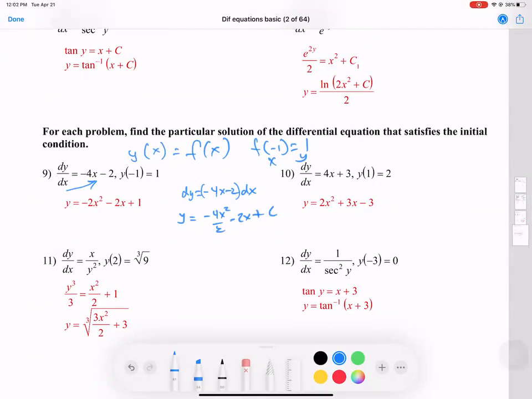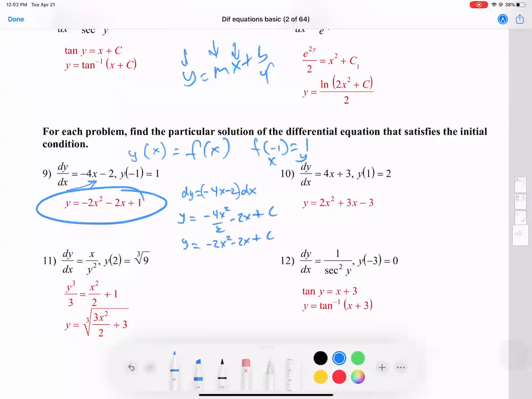Now, our goal is to find c. I want to simplify this. y is equal to -2x squared minus 2x plus c. Now, if you look at my answer here, that looks very similar. I just need to find out what c is. Now, how do I find out what c is? Just like in Algebra 1, where you did y equals mx plus b. Remember how you plugged in the x, the y, and the m, and that gave you the b? Same exact steps here. We're going to plug in our x and y to find that c value.